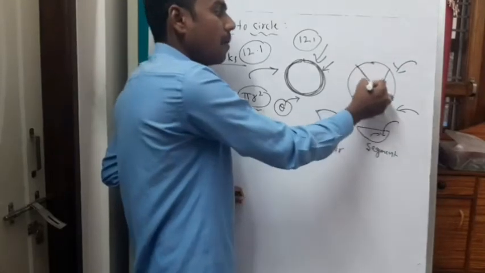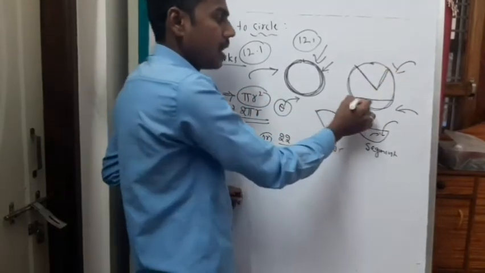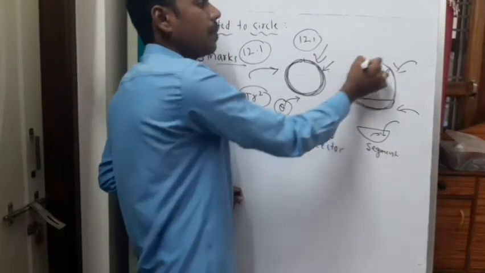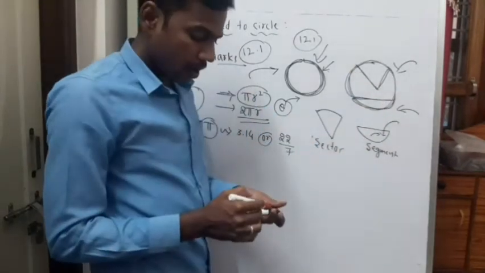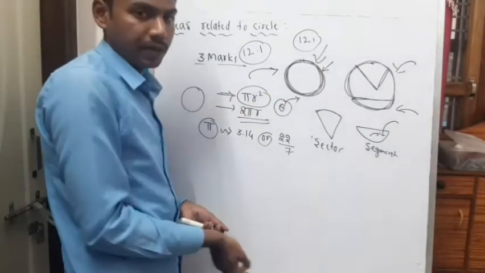So this is called minor sector, and the remaining part is called major sector. This is called minor segment. The other part is called major segment. Now we'll start with exercise 12.1. So let me copy the question, then we'll solve it.